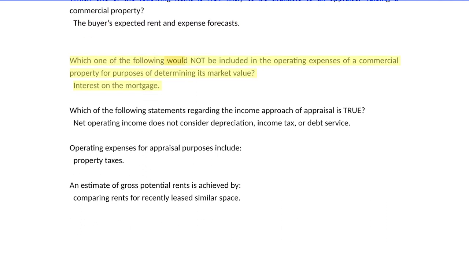Which one of the following would not be included in the operating expenses of a commercial property for purposes of determining its market value? Interest on the mortgage.